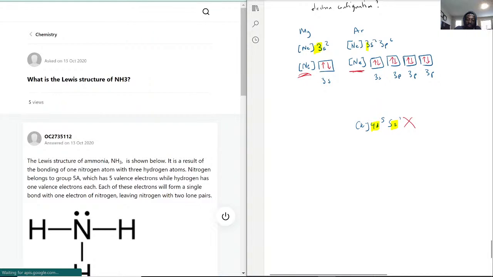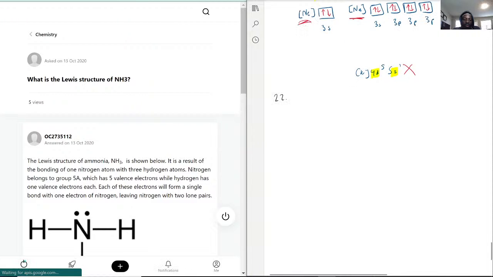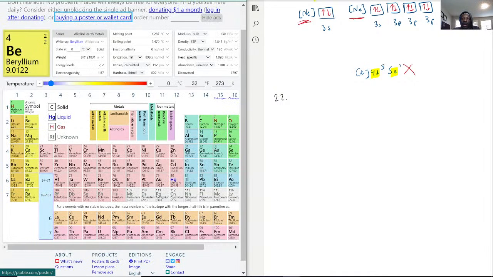What is the lowest structure for NH3? I think I briefly touched on this when we were doing the HNO2, where if it was NH3, we kind of just put nitrogen in the middle, which is actually what we're going to do here. So, Lewis for NH3. For this one, we're just going to keep practicing.